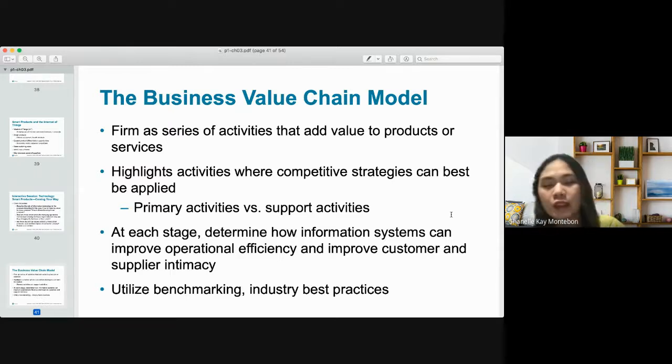So primary activities, it involves logistics, operations, sales and marketing and service. And support activities, from the name itself, it supports the primary activities. It includes procurement, HR, admin, and technology. So each stage, each activity, they have their own information systems to improve operational efficiency and customer and supplier intimacy. And they can even use benchmarking and industry best practices.